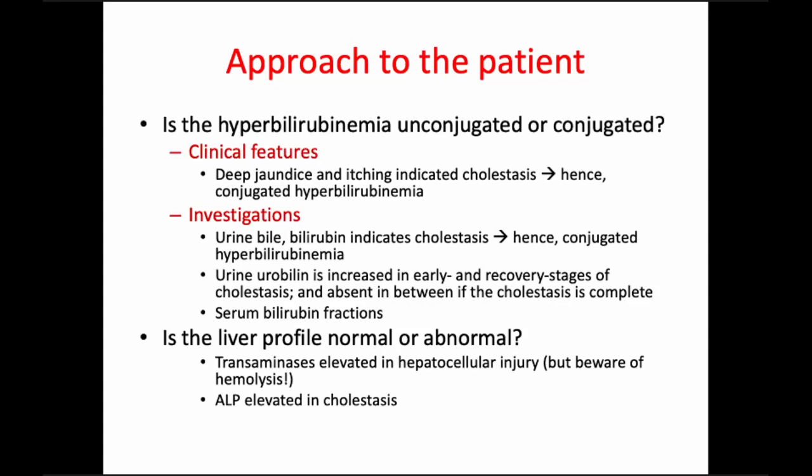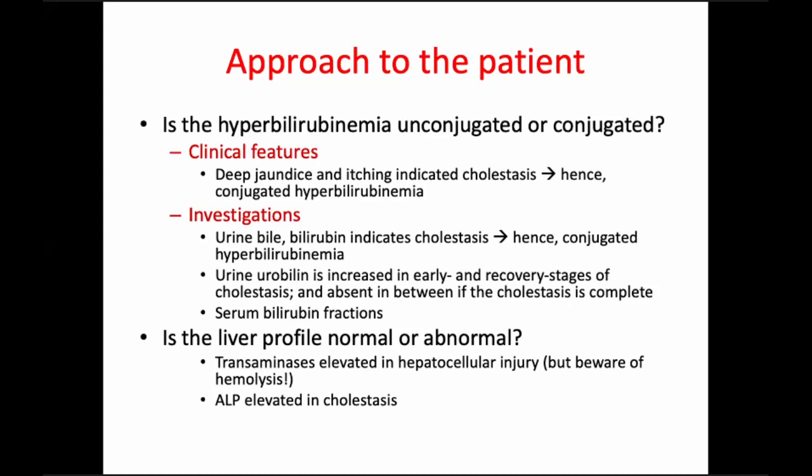And also if the urine urobilin is increased, that means it's either early and recovery stages of cholestasis or hemolysis. So if there's hemolysis, there's increased urobilin in the urine. And if there's obstruction or cholestasis, also there's increased urobilin in the early stage of obstruction and recovery stage of obstruction. That is because when there's obstruction, just as the obstruction happens, the reabsorbed urobilin can't go into the liver and they all go in the urine and therefore it becomes increased.